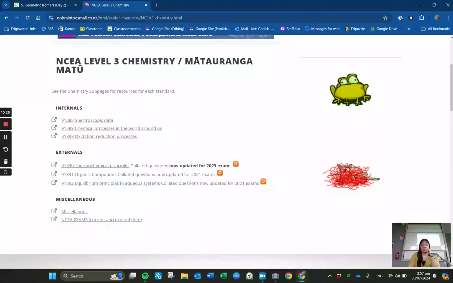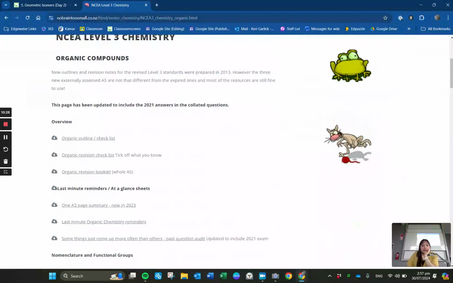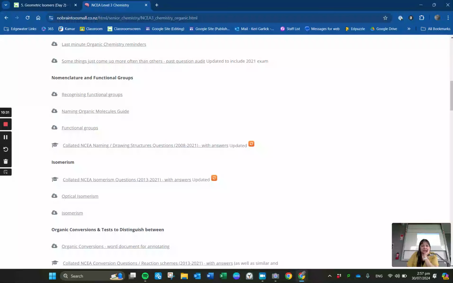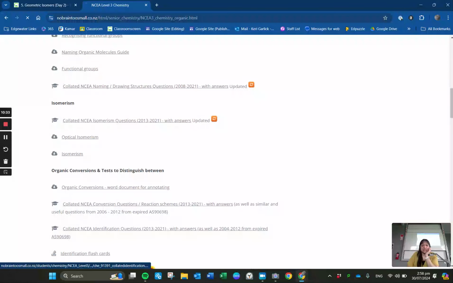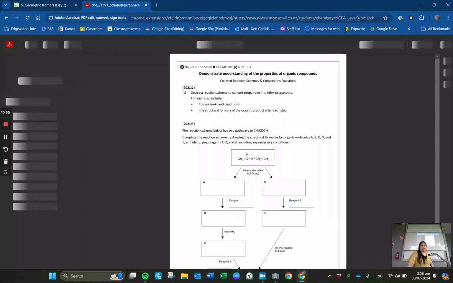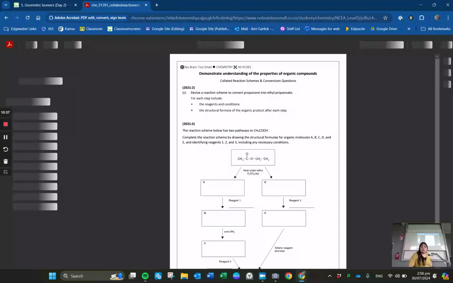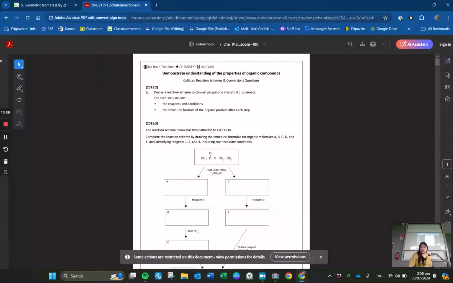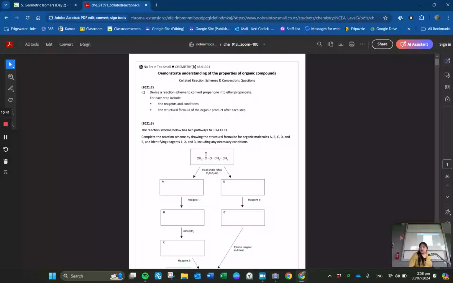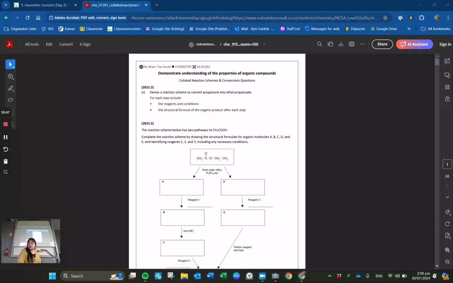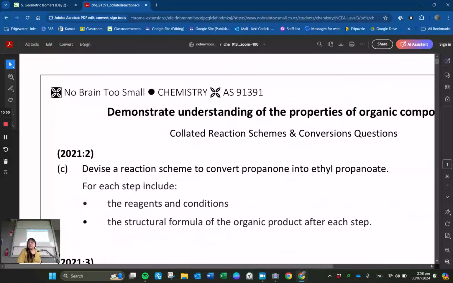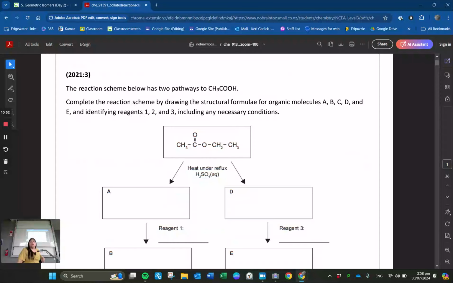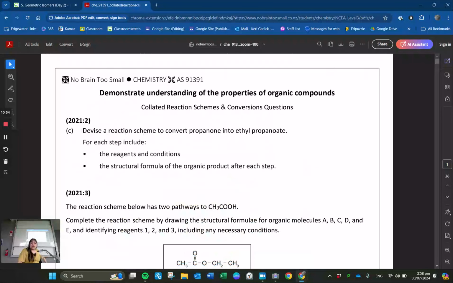Okay, organic compounds. Collated questions. I just want to show you the conversion reaction schemes so you are used to what that looks like. So, there's no surprises. You can understand where we're working towards. Let me just make this a little bigger. Too big. Okay.